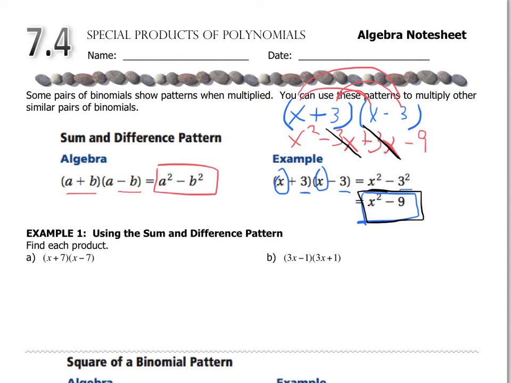So here's another example. Down here we have x plus 7 and x minus 7. Again, what we would do is take the first term x's and square them. We would take that second term of the 7's and subtract 7 squared. And then obviously we can do a little bit more work there to say x squared minus 49.